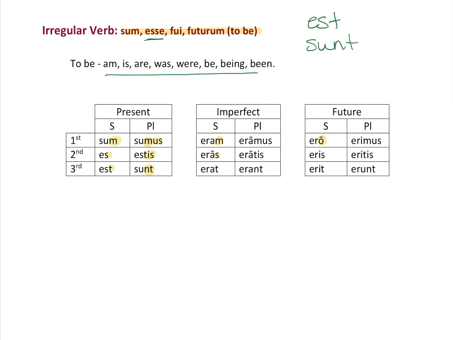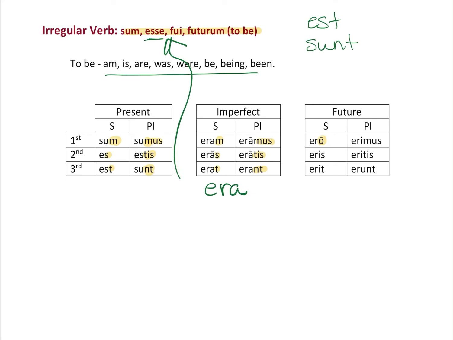We, as humans, want to be smooth and say what's as easy as possible. So here too, you've still got the s and the t. You've got the mus, the tis, and the nt. And what's even easier about this one is that the main stem is era-. Now, I realize that it doesn't match anything in there. You're just going to have to learn it. And this one's a little different. You've got a sum and a sumus, and an es and an estis, and then an est and a sunt. So this one's a little weird.